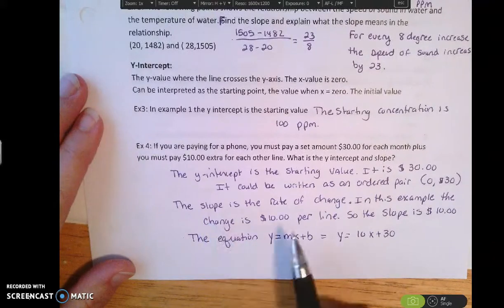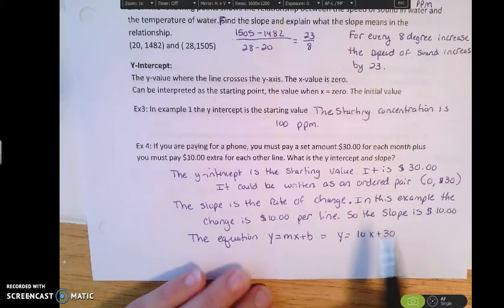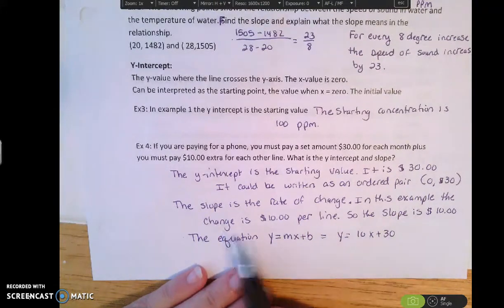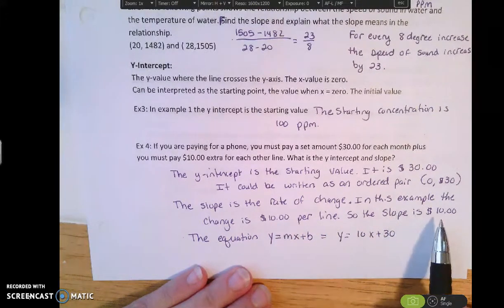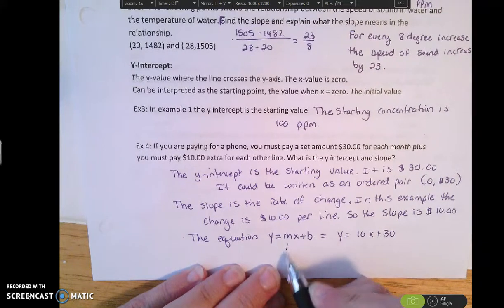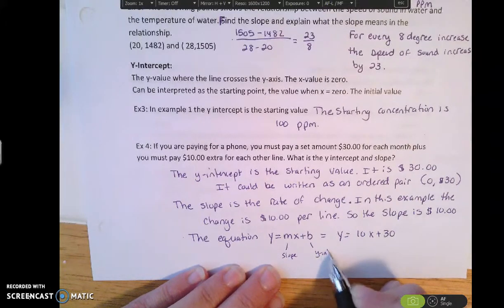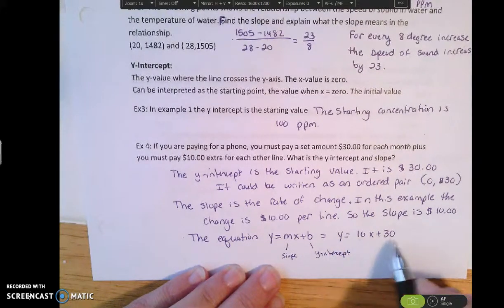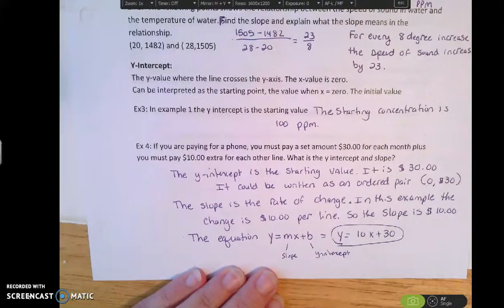The slope is the rate of change, and that's how much it changes every month. So that's going to depend on how many extra lines you have. So in this example, the change is $10 per line. So that's what we call our slope. So the slope would be $10. So if I were to write it in terms of an equation, y equals mx plus b, m is my slope and b is my y-intercept. So then I can fill this in, y equals 10x plus 30, and this is an equation that you can write that would be used to calculate the cost of your phone bill.